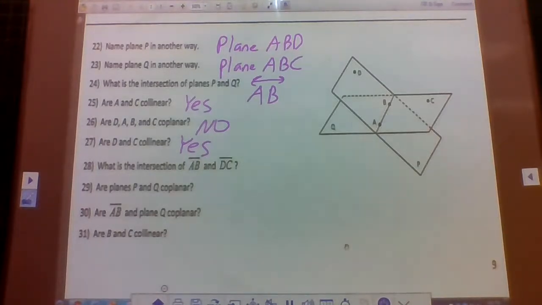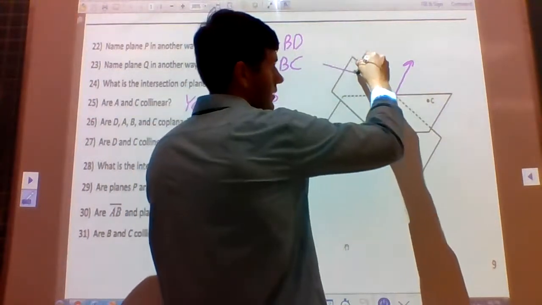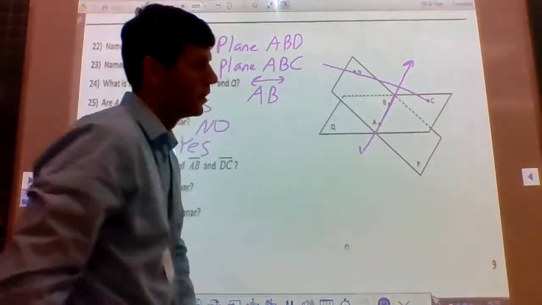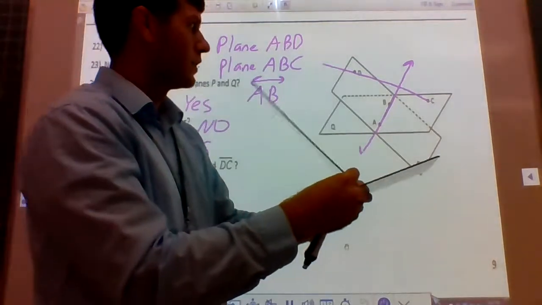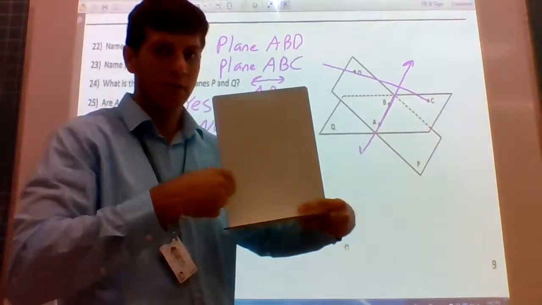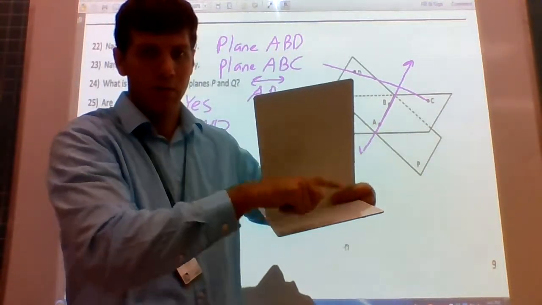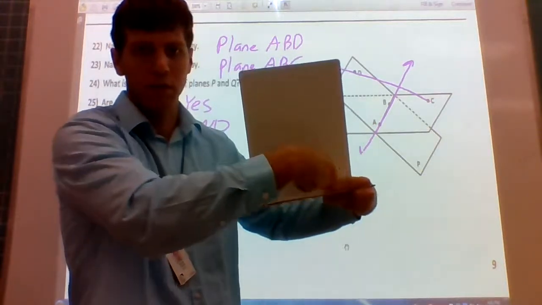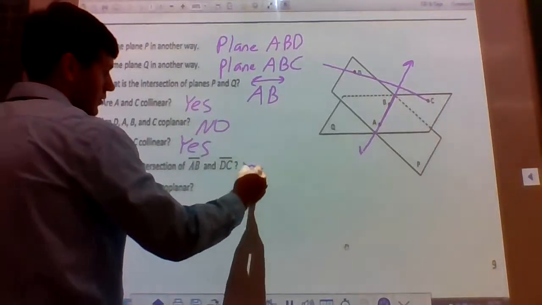What is the intersection of line AB and line DC? They don't intersect. Here's line AB, and then line DC is coming down above. So here's our planes. AB is right here. DC is going to come down and come through here. It's not going to go through the crease. So there's no solution on that one. They don't intersect.